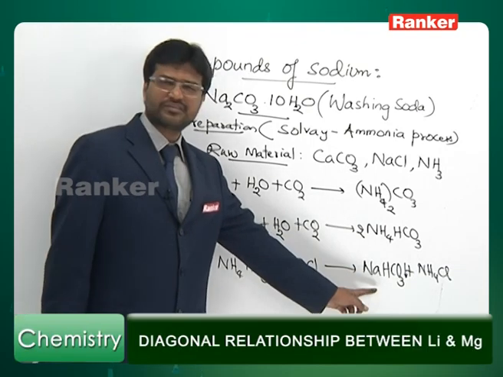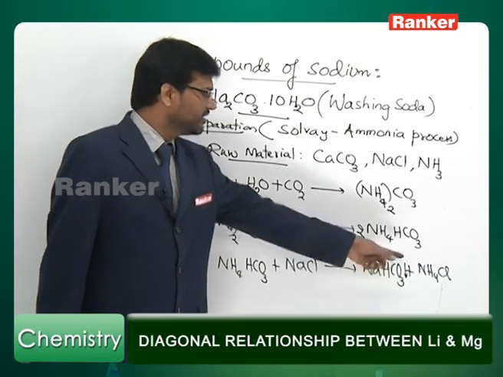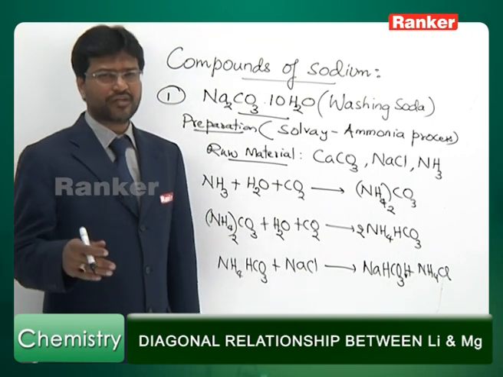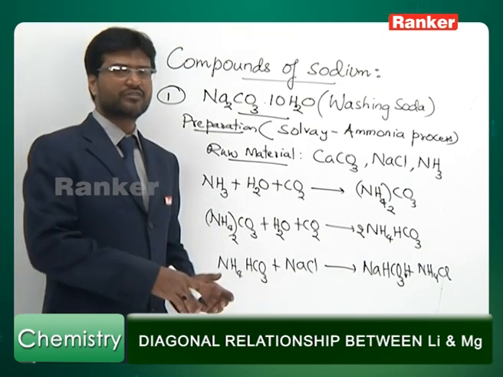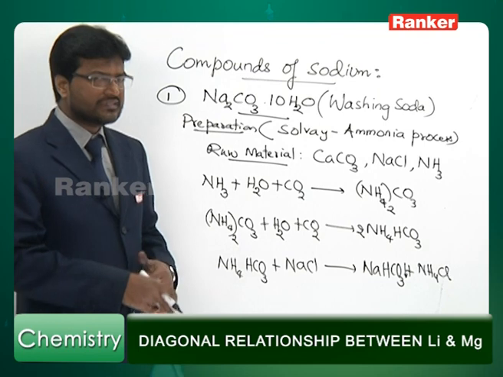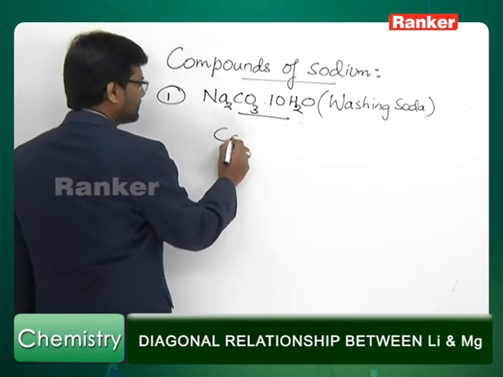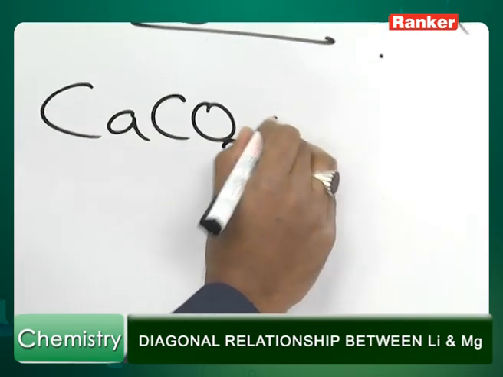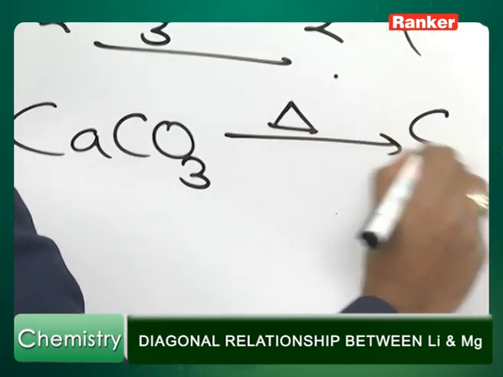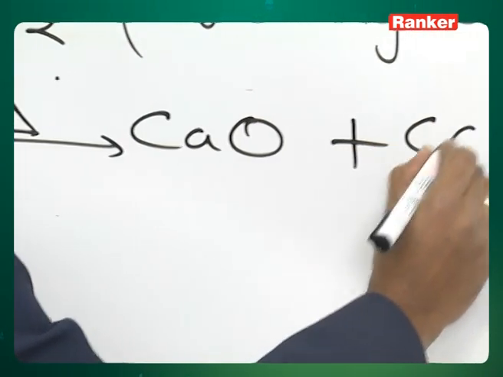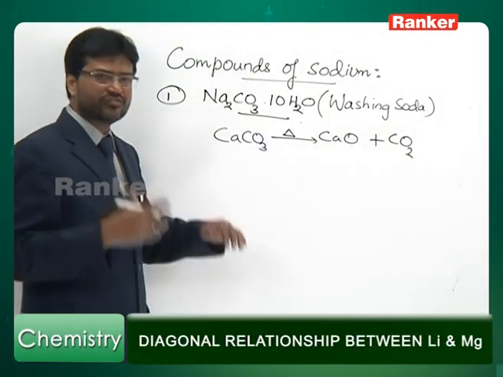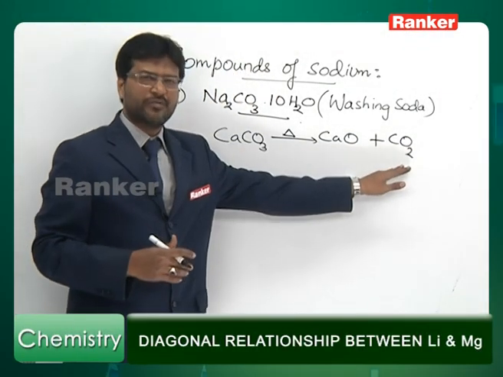You can just remove this by filtration. What is left in the solution is ammonium chloride. I'm going to show you how ammonium chloride can be transformed into ammonia once again. You can see this is limestone, which when heated produces calcium oxide and carbon dioxide. So we are basically using limestone as a source of carbon dioxide.